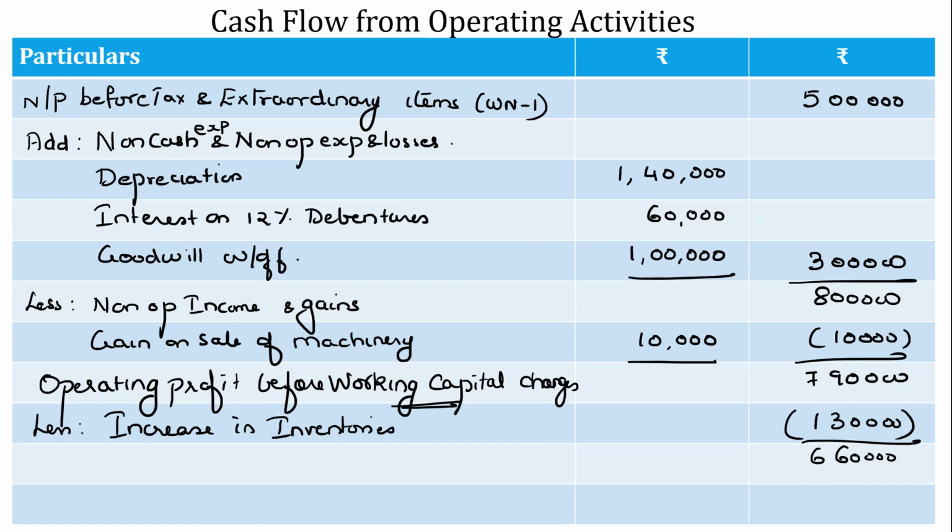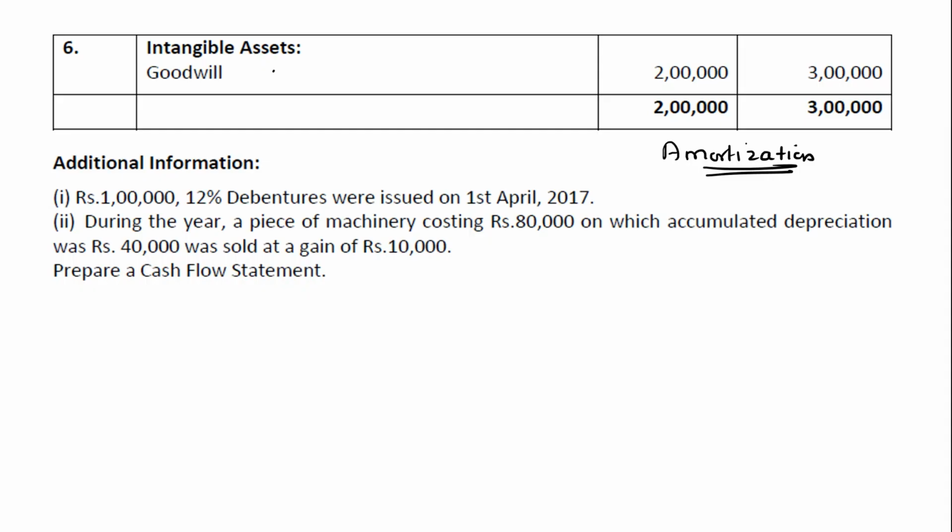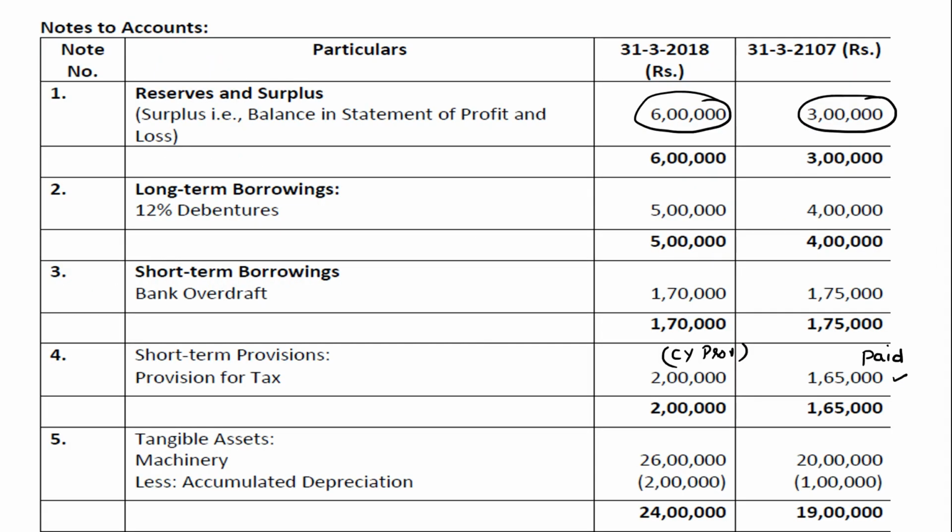What about the opening provision? I told you the opening provision would have got paid during the year. So that is tax paid. So that would have to be subtracted here. Less income tax paid. What was the amount? Just going back to this, it was 1,65,000, which you should take as paid.